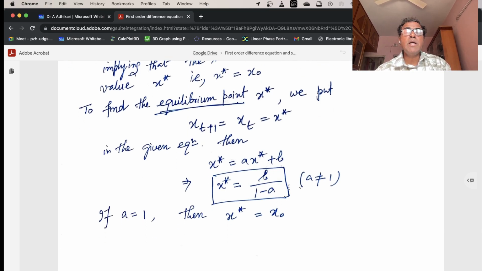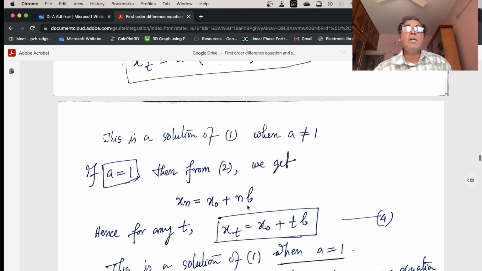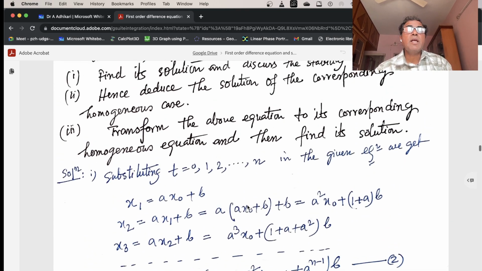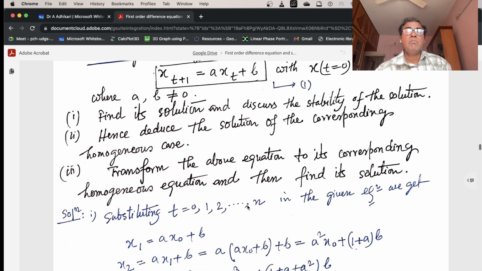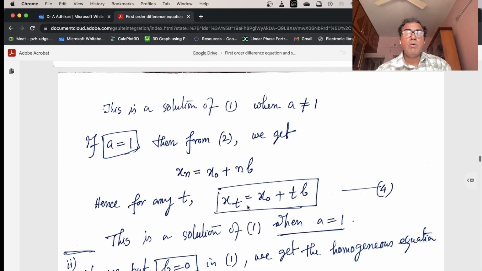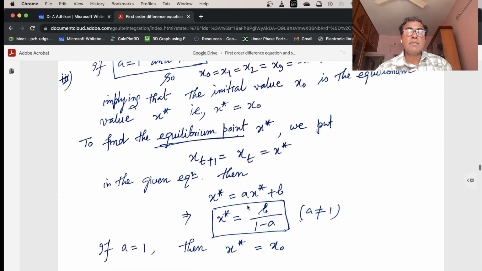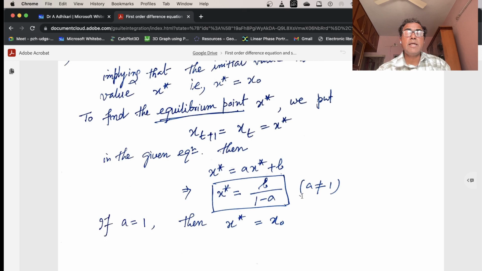So this is the equilibrium point when a is not equal to 0 for the given difference equation x_{t+1} = a x_t + b. For this difference equation, the equilibrium point is x star equal to b by 1 minus a, with a not equal to 1. If a equal to 1, then x star equal to x0.